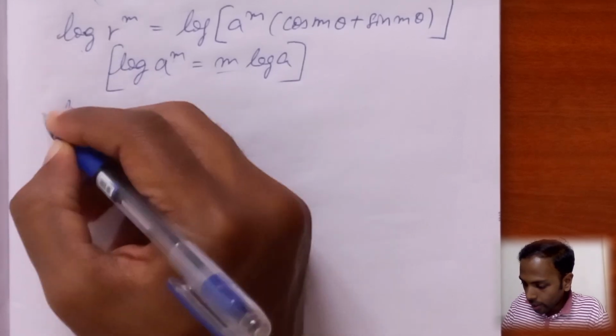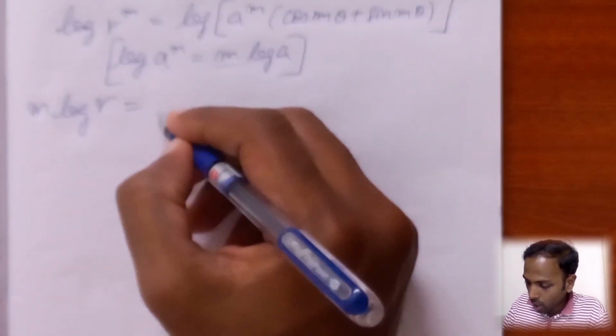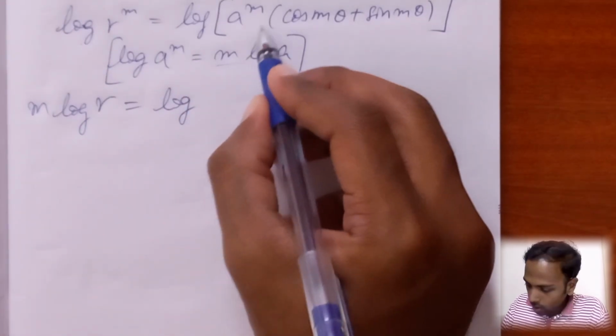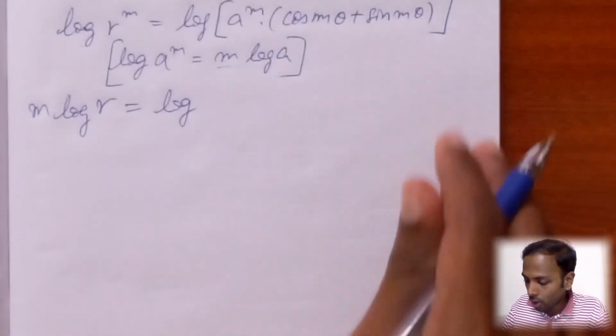Applying this here, you will get m into log r, because of applying this formula here. M into log r, into log of the same story. This is again a into b, log of a into b. So log of ab is equal to log a plus log b. That this one.